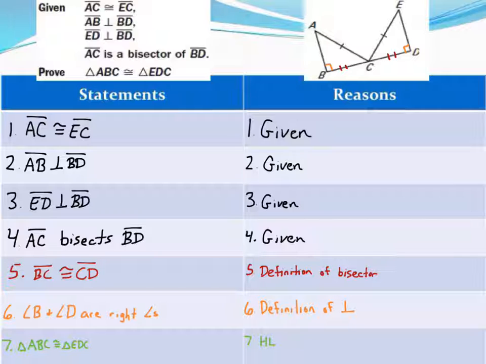This is an example of HL. Remember, there were 3 things that I needed to show. In order to use HL, I needed to have right angles, and I showed that in my proof. I needed to show that a hypotenuse matched up. That was given to me. That was AC and EC. And then I needed to show that I had a leg matched up, and I got that because I had a bisector. So this is an example of 2 triangles that are congruent because of HL.